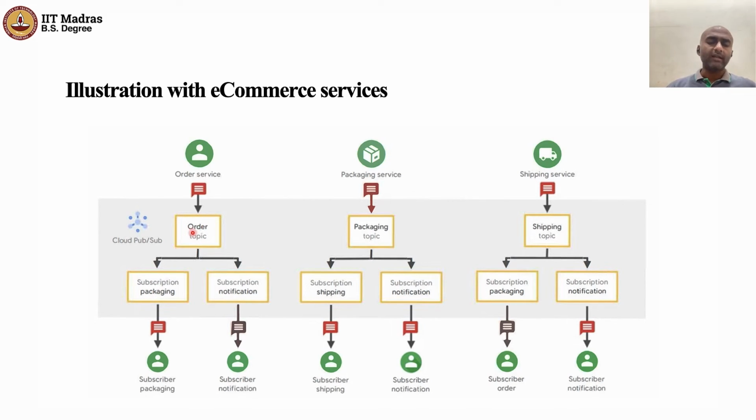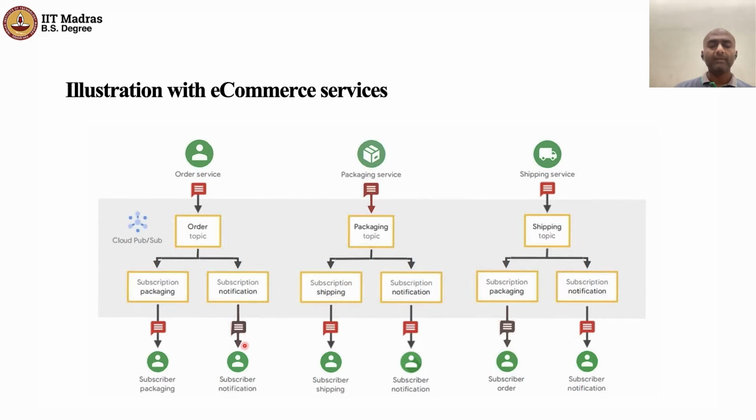So the order taking topic, which has a bunch of orders as individual messages, has one of its subscribers, which would be the packaging service, obviously. The packaging service signs up with a subscription, just the packaging subscription, to the orders, so that it keeps getting these messages and then it does its own thing, which is basically packaging and keeping it ready.